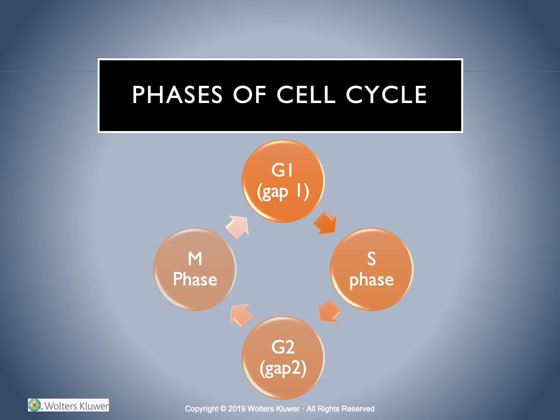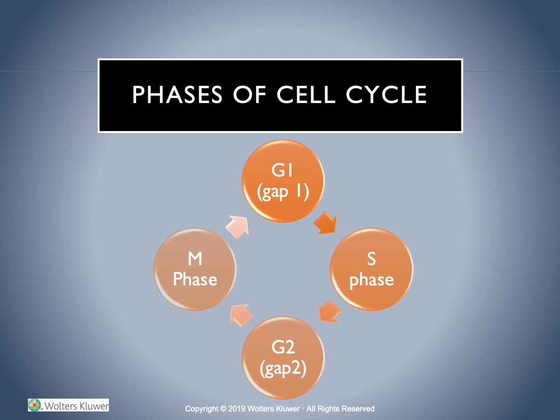Let's talk now about the phases of the cell cycle. The cell cycle consists of several phases. It includes the interphase and mitosis. Interphase is further divided into 3 phases: G1 phase, S phase, and the G2 phase. Mitosis is divided into 4 phases: prophase, metaphase, anaphase, and telophase.